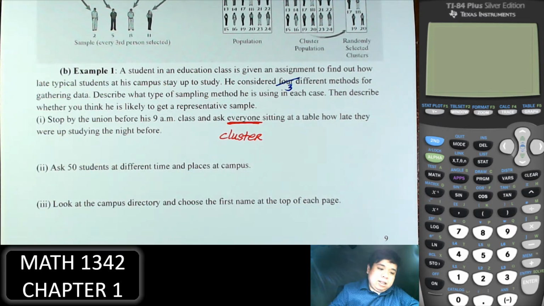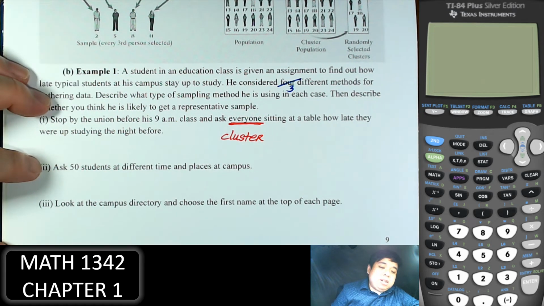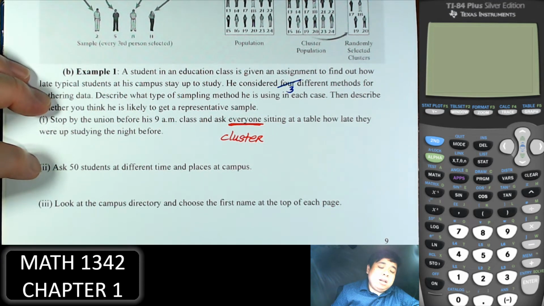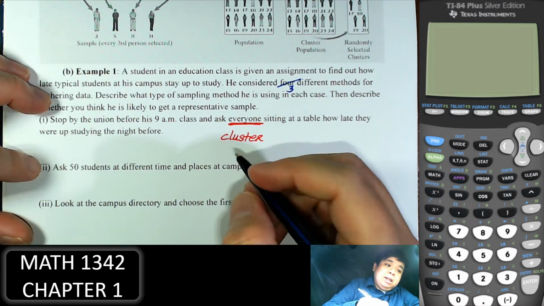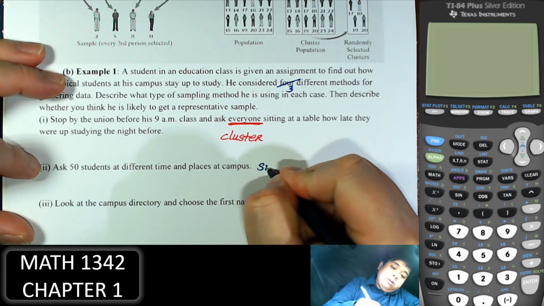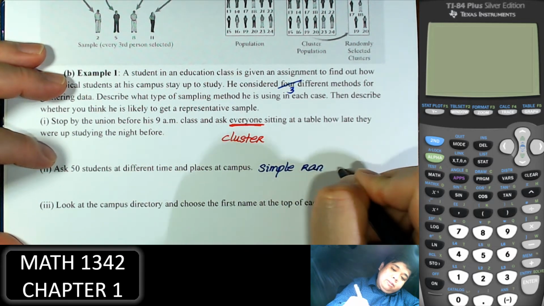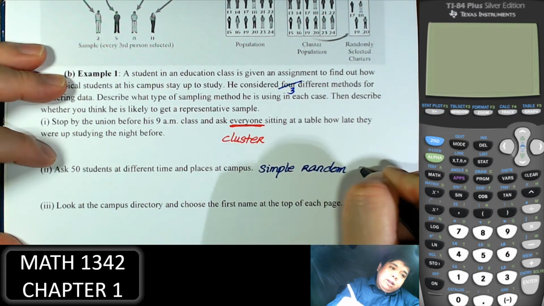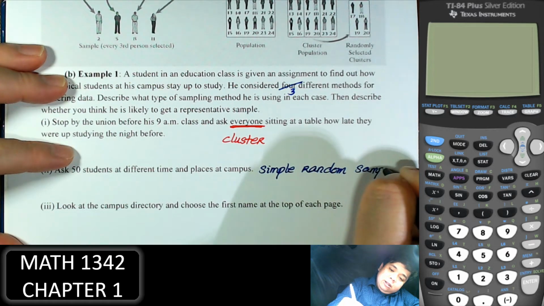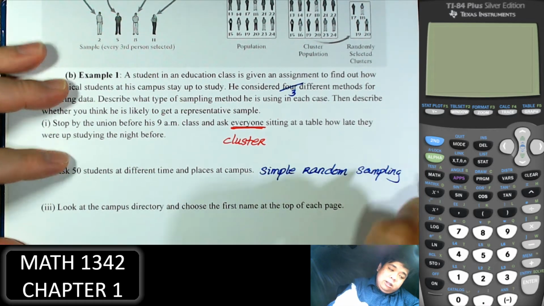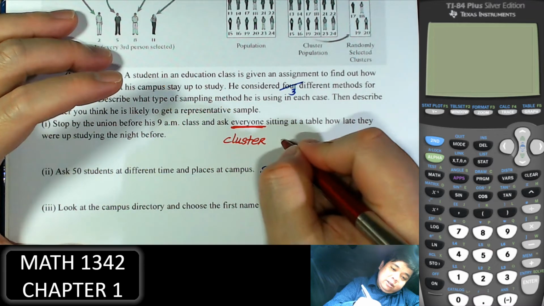Right. Next, ask 50 students at different times and places on campus. So this is just random. So this is called simple random sampling. And this is cluster sampling.